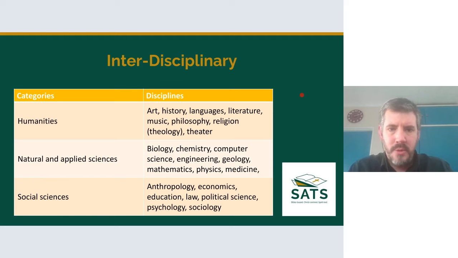At any university or such institution, you would find certain categories or schools that you could study under. So for example, here we have three, but sometimes you might find more. Humanities, natural and applied sciences, and social sciences. And then in each category, you get what we call the disciplines. So for example, in humanities, you have art, history, languages, literature, music, philosophy, religion or theology, theater, and so on and so forth. Actually, I think these might actually be called schools, but there are disciplines as well.